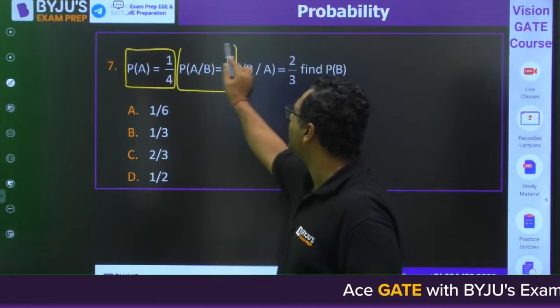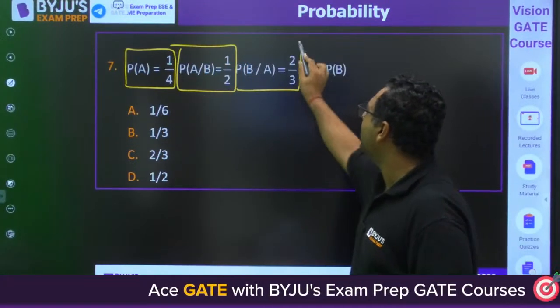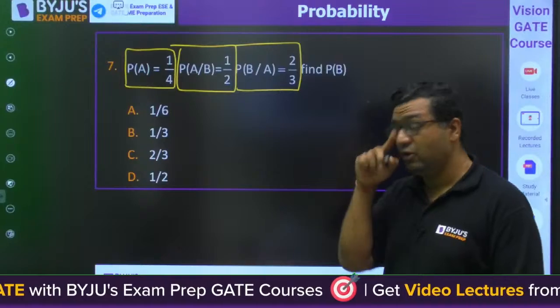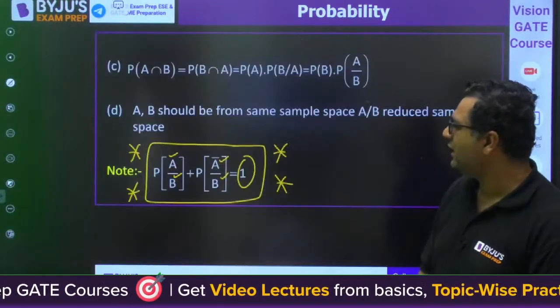Probability of A by B is 1 by 2. Probability of B by A is 2 by 3. Then what is the probability of B? So for such cases, we need to remember these formulas.